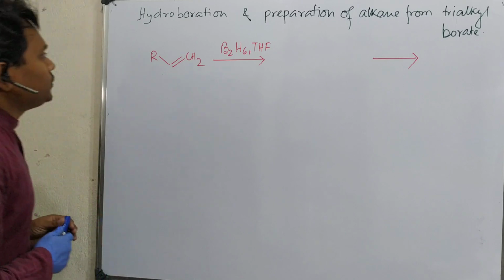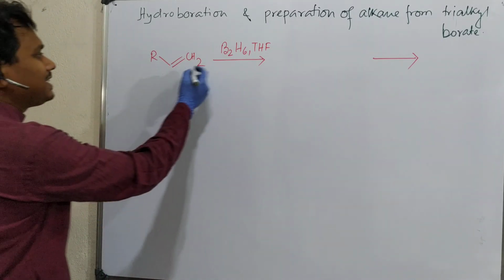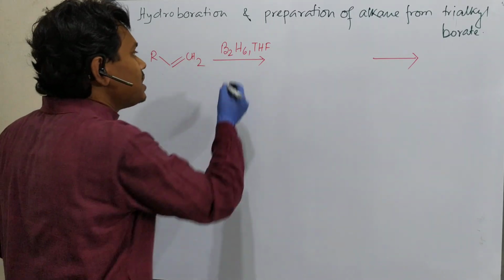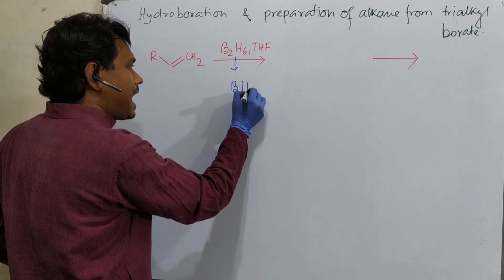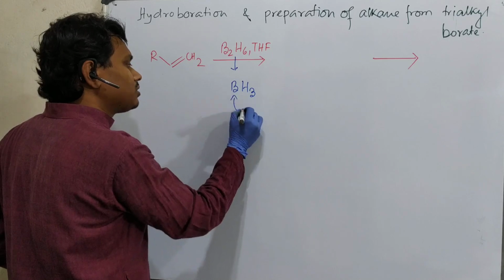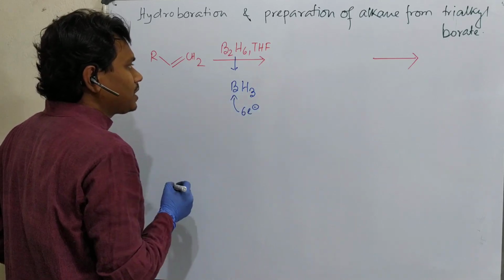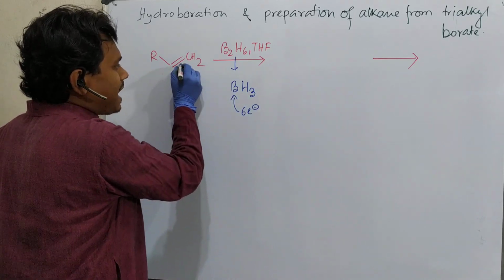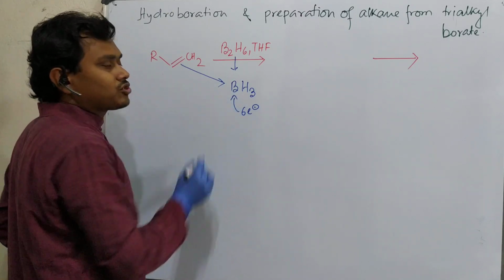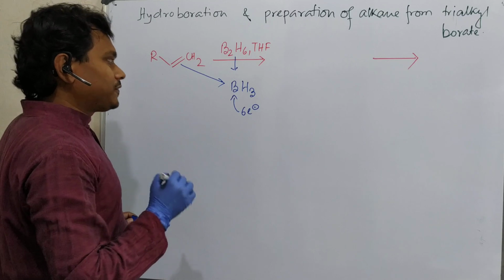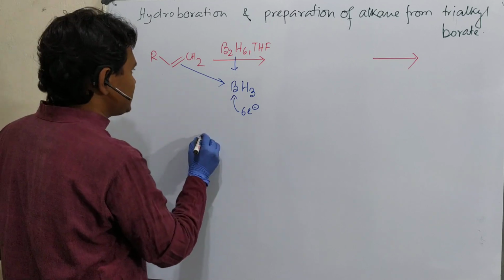Fine. So if we use this alkene and B2H6, how does the reaction happen? B2H6 is actually a dimer of BH3. And why a dimer? Because BH3 is electron deficient. It's a 6 electron species. So what happens in this case? Alkene is coordinated to BH3 to make it an 8 electron species. So that is the thing. So after coordination, what does it result in?